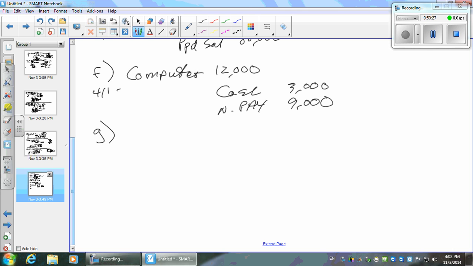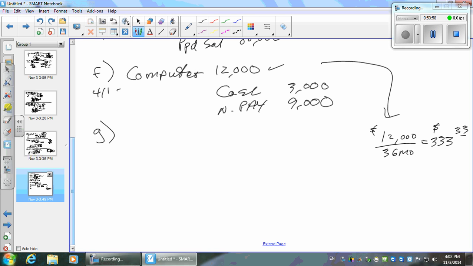Okay. So if we assume straight line, no salvage or salvage left? No salvage. So how much are we going to depreciate? 12,000. How many years is this thing going to last? 3-year life. What's that? 36 months? So $12,000 cost of the computer. All right? Everybody staying with me? Divide it by 3 years times 12 months, 36 months. What is that per month? That's it.